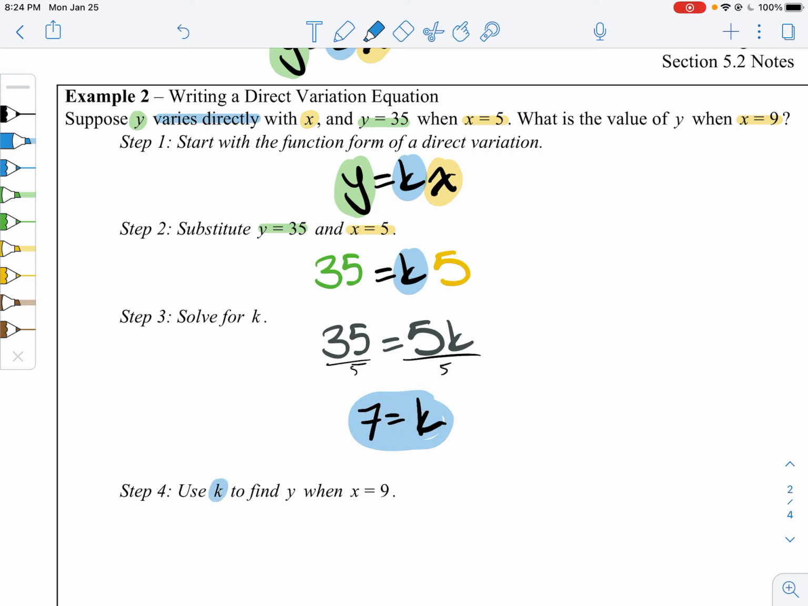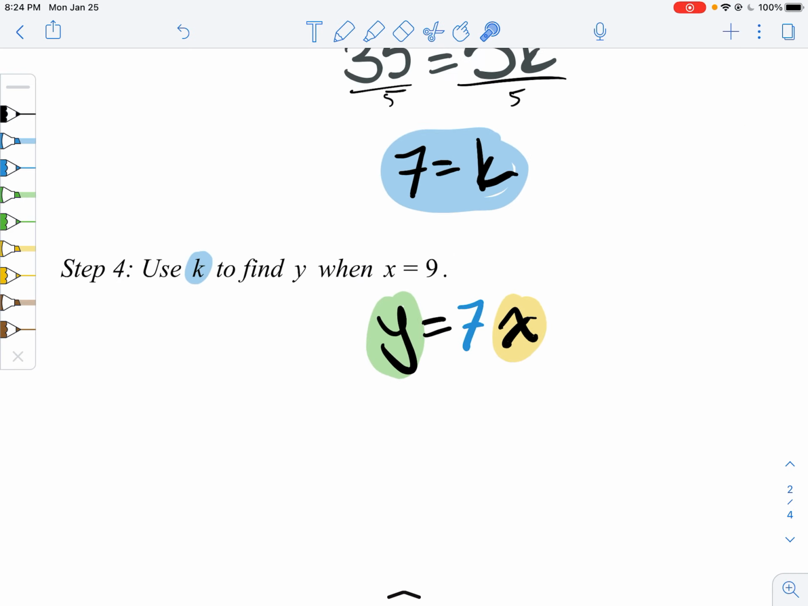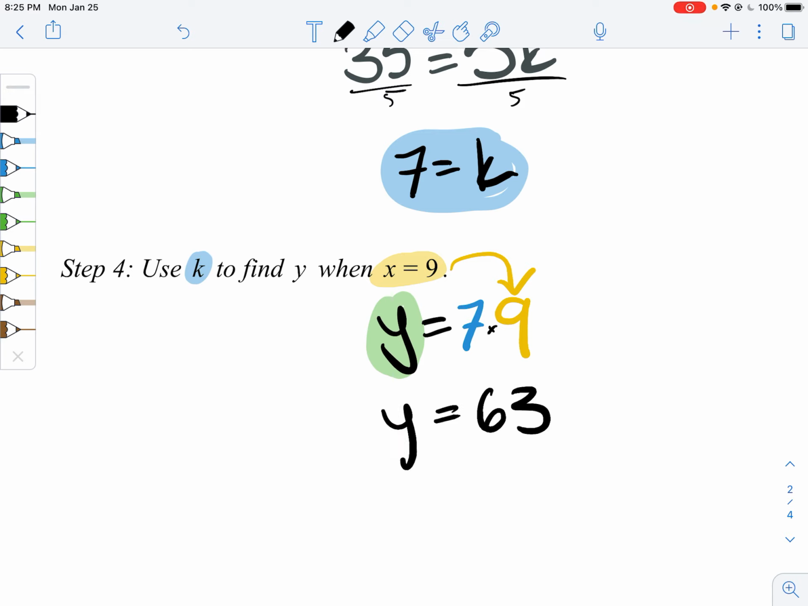Now that I've got my constant of variation, I can plug it back into my original equation. So instead of k, we've got 7. Super! And then it asks us, what is y when x equals 9? Well, we know x equals 9, so I'm going to plug that 9 in for my x as well. So instead of x, we've got 9. This is not 79. This is 7 times 9. 7 times 9 is 63. So y equals 63. Cool. We've got it.